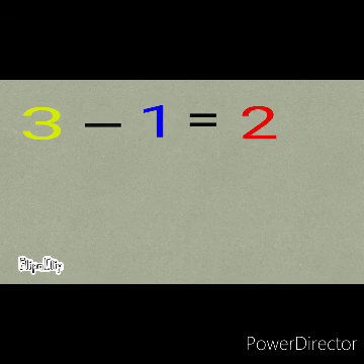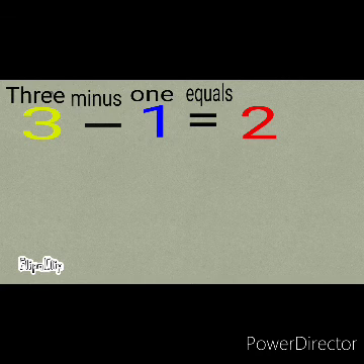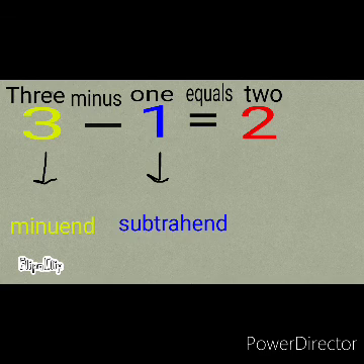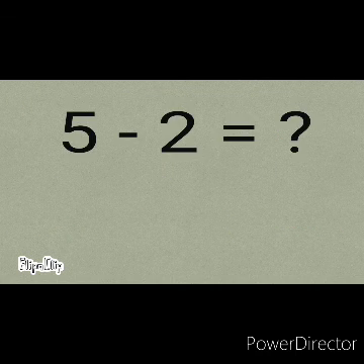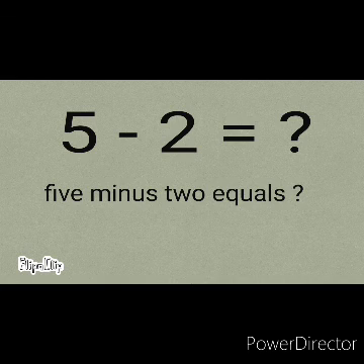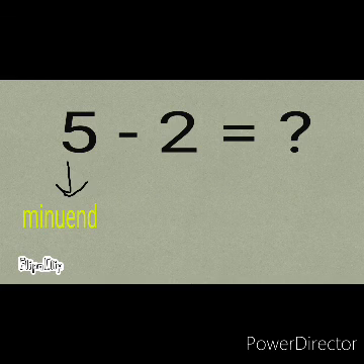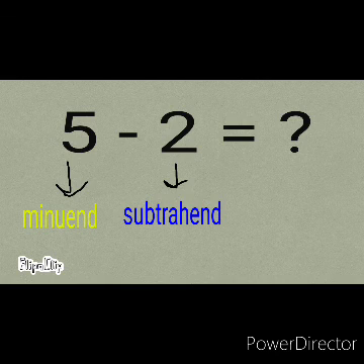3 minus 1 equals 2. 3 is the minuend, 1 is the subtrahend, and 2 is the difference. That's the answer. 5 minus 2 equals what? Minuend, subtrahend, and difference.